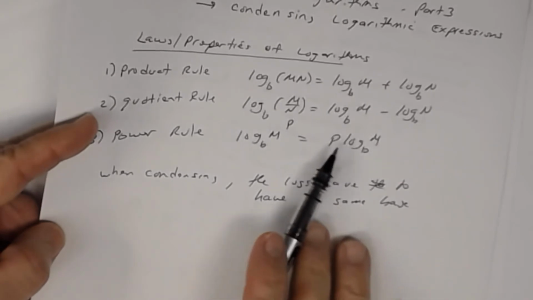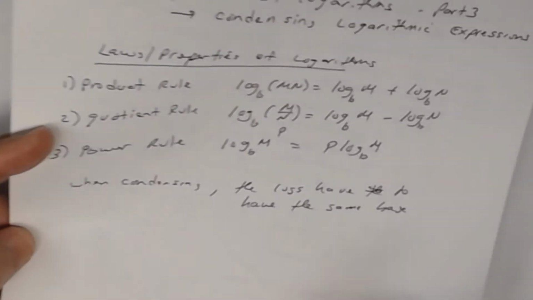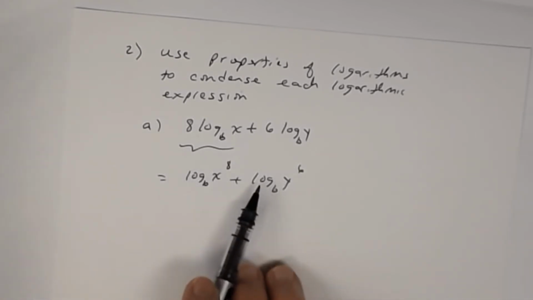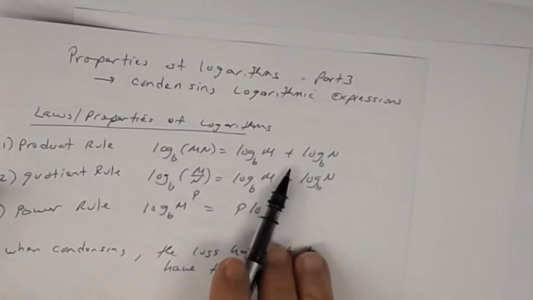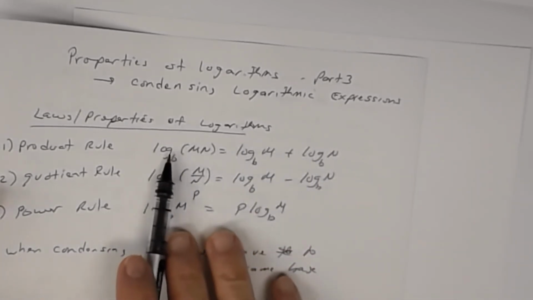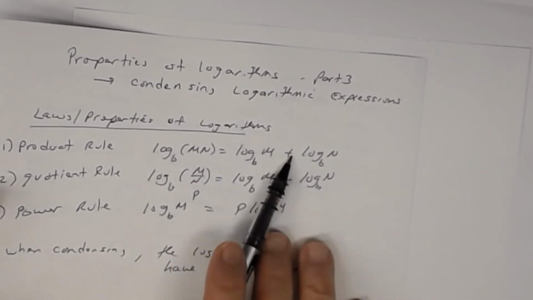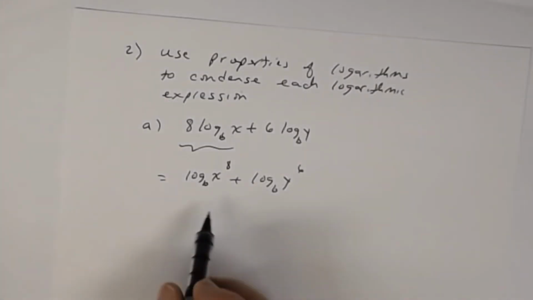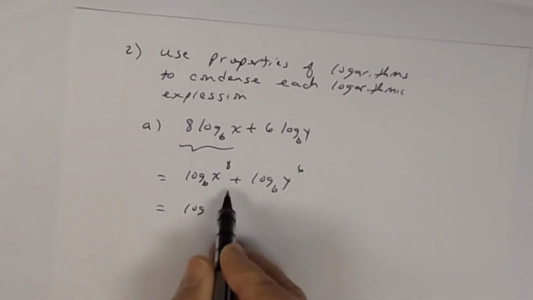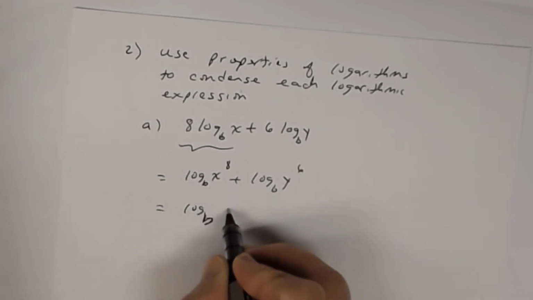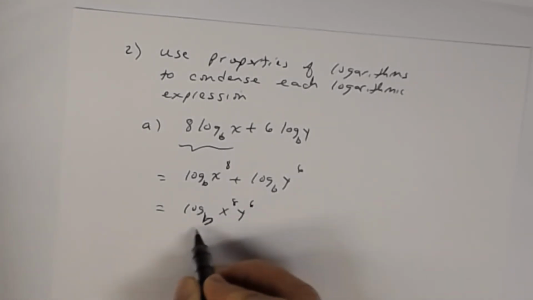So I used the power rule. I wrote this as this. Now notice the coefficients of the logs are now 1s, so now I can use the product rule. I can write this sum as one logarithm, the log of a product. Remember, the sum becomes a product. Difference becomes a quotient. So this becomes the log base b of this product, x to the 8th, y to the 6th. And there's your answer.